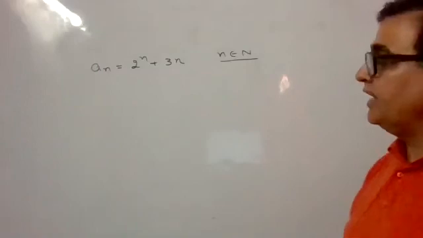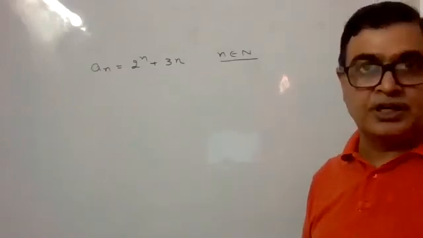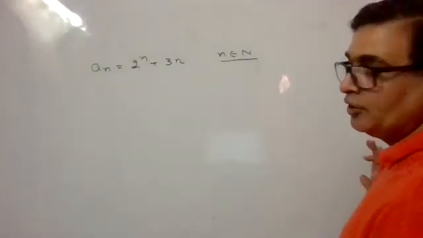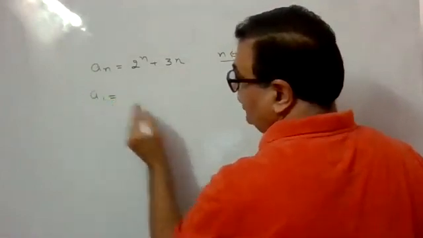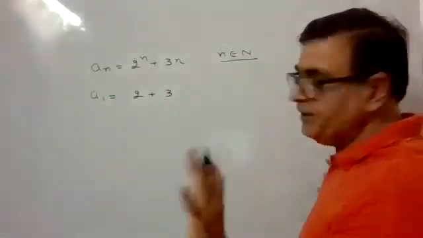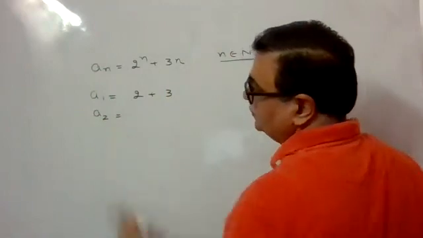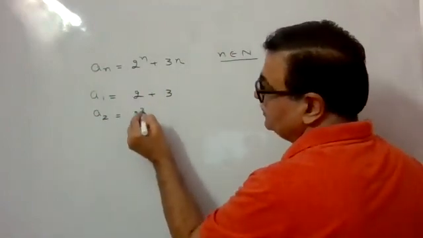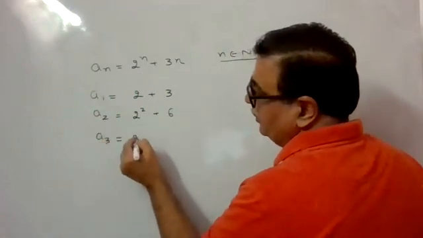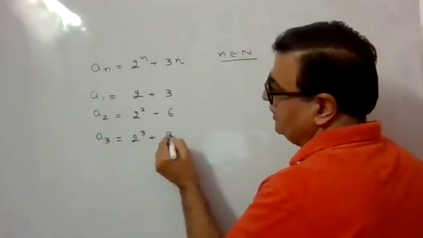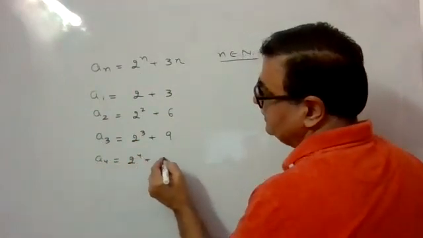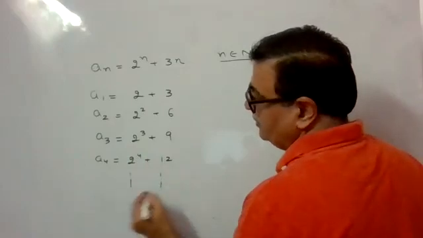Now, whenever you have this type of question, you should find out the terms 1, 2, 3, 4, and then we should find out whether it is a GP or not. Then according to that, we go for the question. First, when you go for A1, this will come 2 plus 3. Don't solve it, keep it as it is. Then go for A2: 2 square plus 6. Then A3: 2 cube plus 3 threes are 9. Then A4: 2 power 4 plus 3 into 4, 12, and so on.